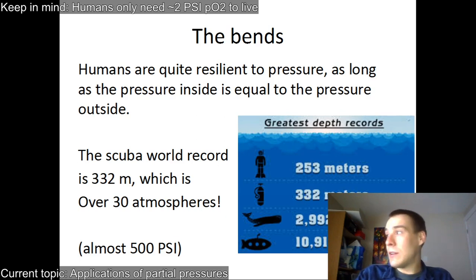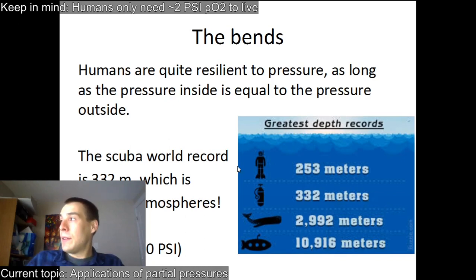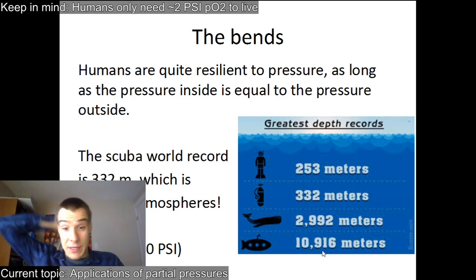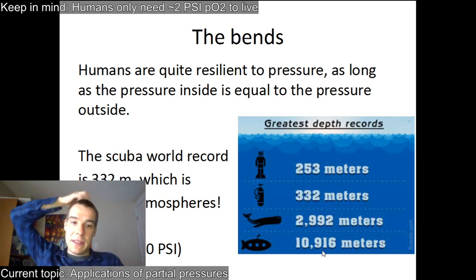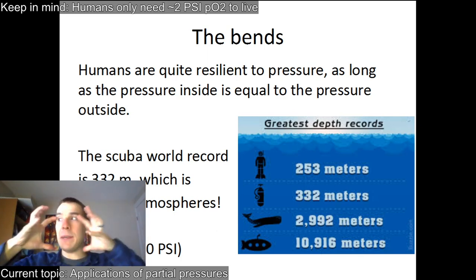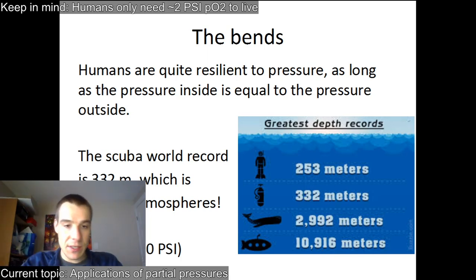And of course, whales and submarines are even better at this. Like the sperm whale, 3 kilometers down, so like 5,000 psi, 5,000 pounds on each square inch. And the deepest, the Challenger Deep, is about 11 kilometers down. So that sub had to handle tons and tons of pressure on each square inch of the sub. They're basically made as a giant sphere because that's the strongest shape they can be.